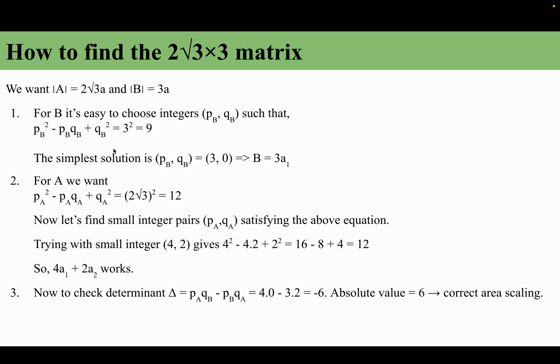To choose the simplest solution, we can have pb and qb as 3 and 0, where vector b is nothing but 3a1. Okay, so this is the very simple solution we can find for this one.